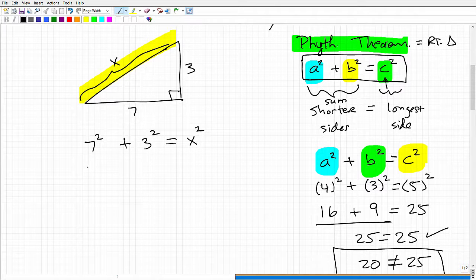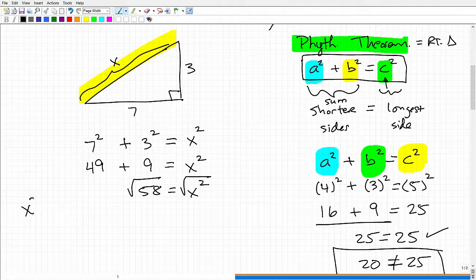So 7 squared is 49, plus 3 squared is 9, and that's equal to x squared. So this would be, let's see here, 58, right, is equal to x squared. So in order to determine what the actual length of this is, I would have to just take the square root of this and the square root of this.